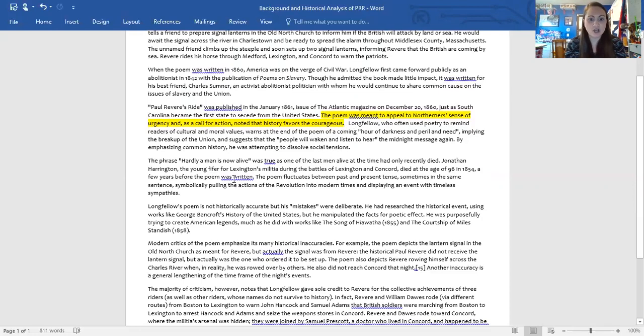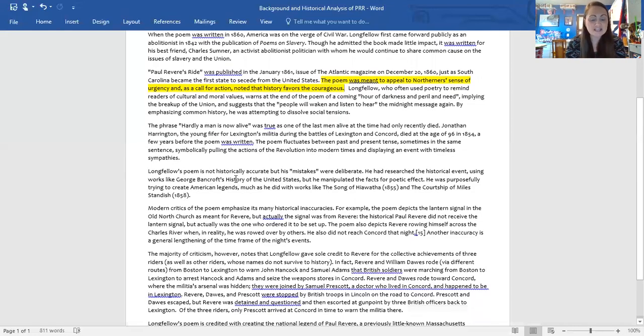Jonathan Harrington, the young fifer for Lexington's militia during the battles of Lexington and Concord, died at the age of 96 in 1854, a few years before the poem was written. The poem fluctuates between past and present tense, sometimes in the same sentence, symbolically pulling the actions of the Revolution into modern times and displaying an event with timeless sympathies.